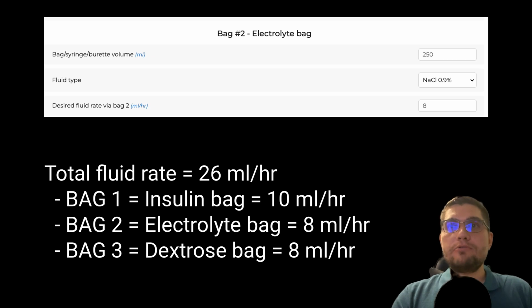For the desired fluid rate via bag 2, I'm going to take into account my total fluid rate that I calculated for the cat before, which was 26 ml per hour. Since bag 1 will be running at 10 ml per hour, I have only 16 ml per hour left that I will split between bag 2 and 3. Therefore, my 3 bags will be running at the following rates: bag 1 at 10 ml per hour, bag 2 at 8 ml per hour, bag 3 at 8 ml per hour, so the total rate is 26 ml per hour.